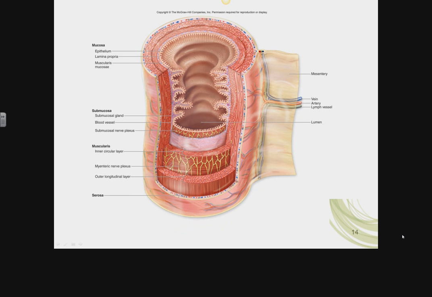Then we have the submucosal layer. In the submucosal layer, we're going to see lymphatic vessels, blood vessels, and glands. And the submucosal nerve plexus that is found there is going to control these functions. It'll control release of secretions. It also relays sensory information.